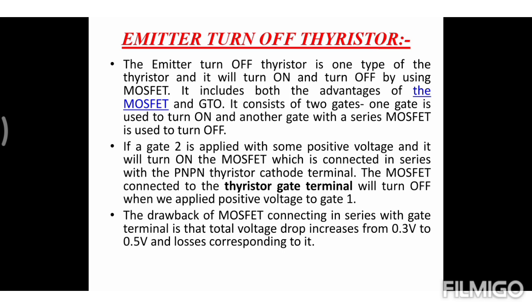Because of this connection, the voltage drop is going to increase from 0.3 volts to 0.5 volts. Because of this voltage drop, the losses are going to increase. This is one of the drawbacks of the emitter turn off thyristor.